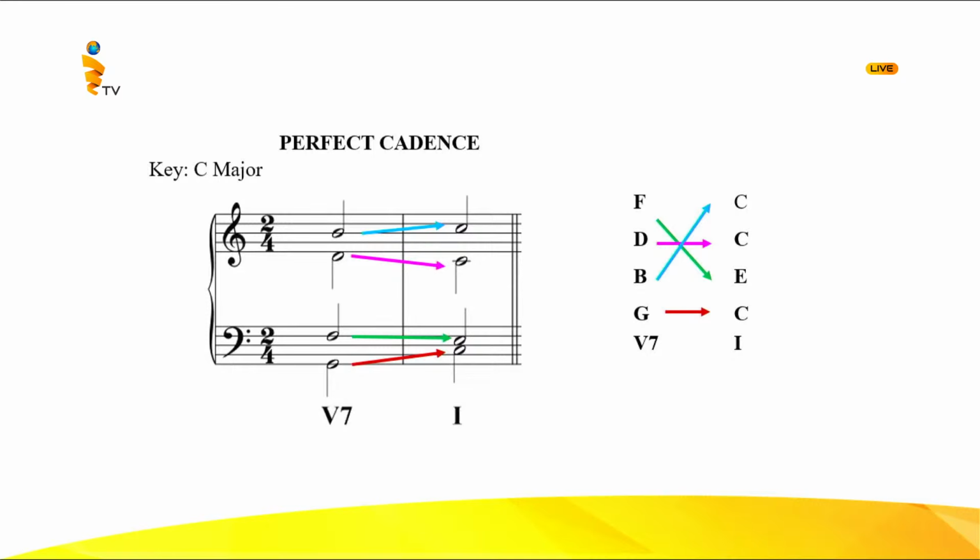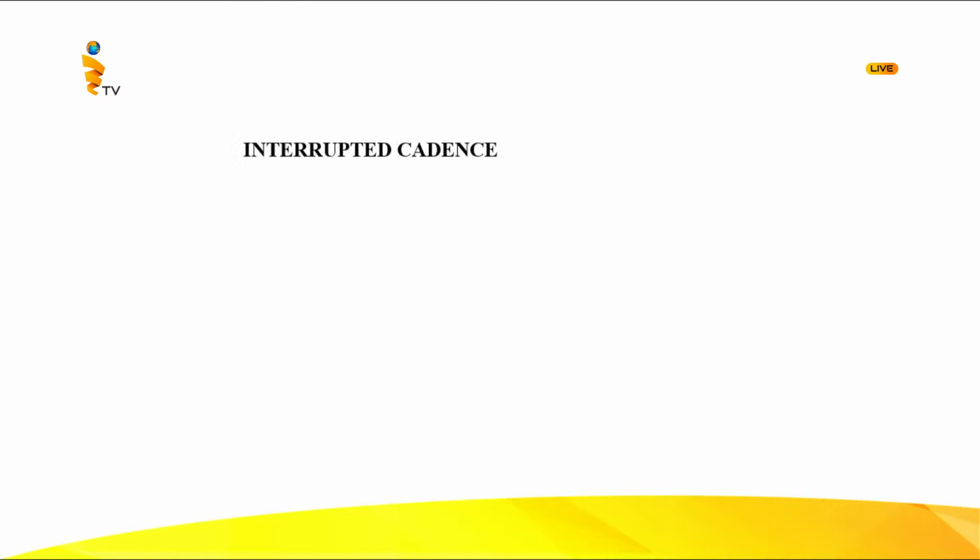I hope you all understood. We'll go to the next. That is the interrupted cadence. Interrupted cadence, the key example is C major. You can see the dominant 7th affects the 5th note G, B, D, F, the same as the perfect cadence.